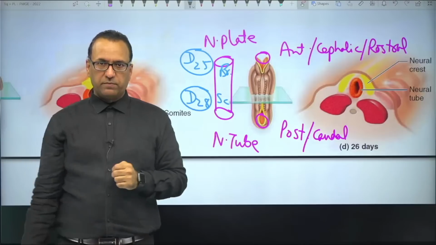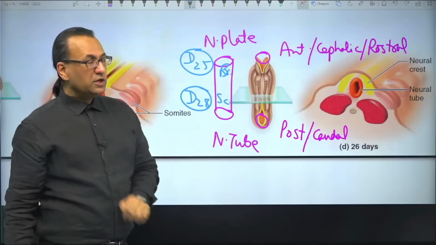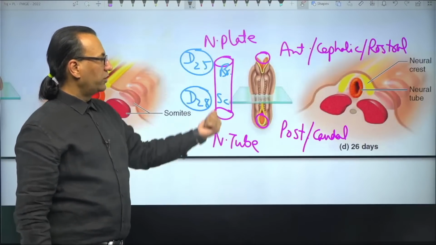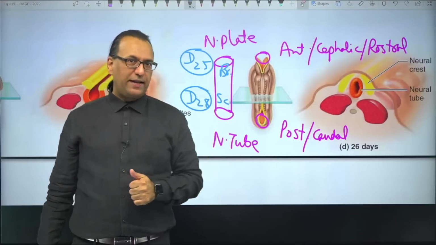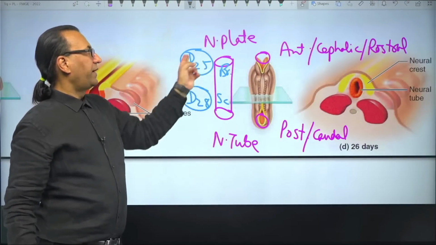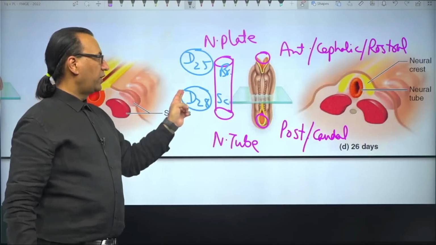Where is the central nervous system coming from? Neural plate ectoderm. So neural plate ectoderm will form the central nervous system by forming the neural tube. And the neural tube is open in the beginning. It must close. The anterior neuropore will close on day number 25 to form the brain. The posterior neuropore will close on day number 28 to form the spinal cord.